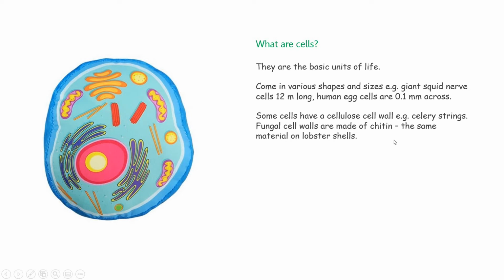Fungal cells are made of chitin, whatever pronunciation you're comfortable with, which is the same material found on lobster shells. So lobsters and fungi are quite different species, we know that, but they have that something in common. Despite this variation though, cells have the same basic machineries, and by saying basic machineries, they have common parts.